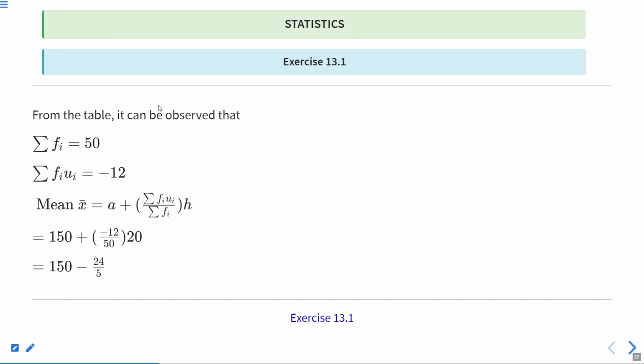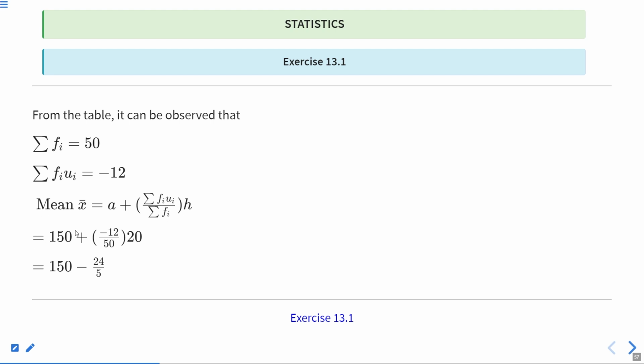From the table it can be observed that summation fi is equal to 50, and summation fi ui is equal to minus 12. Then mean x bar is equal to A plus summation fi ui by summation fi, into h, the length of the class interval.